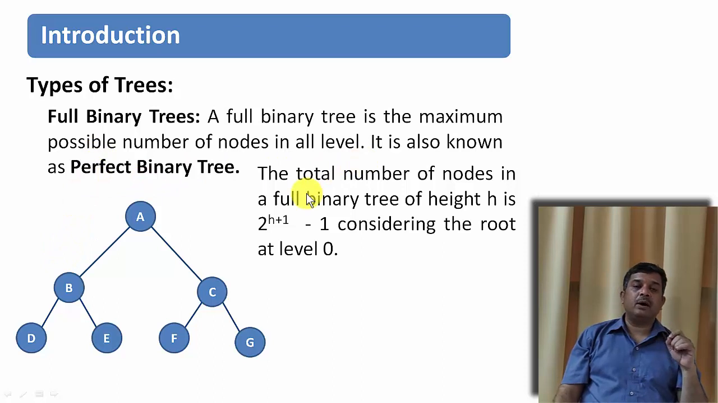This formula is very, very important. Generally in exams they ask: the total number of nodes in a full binary tree at height h is 2 to the power h plus 1, minus 1, considering the root as level 0. So how many nodes are there? You can see there are 7 nodes and the height of this tree is 2. So 2 to the power 2 plus 1, that is 2 to the power 3, 8, minus 1. So the total number of nodes in this full binary tree is 7 according to this formula.